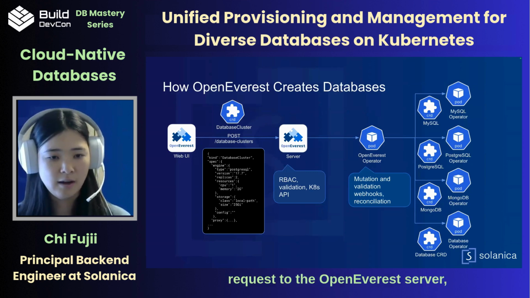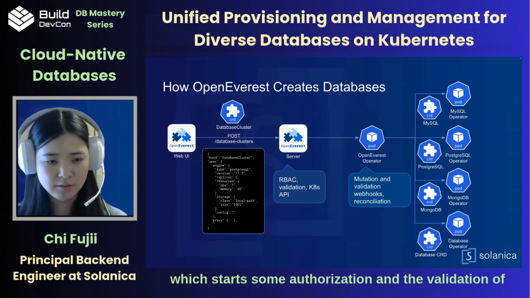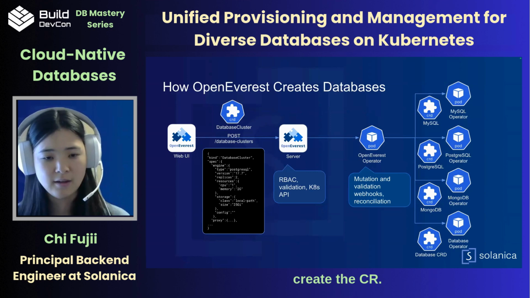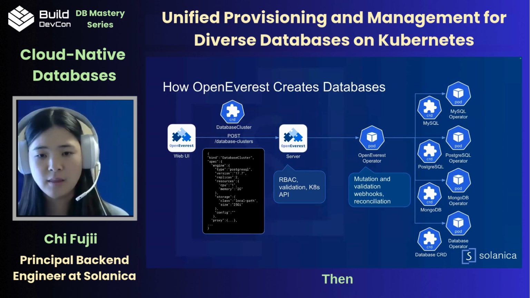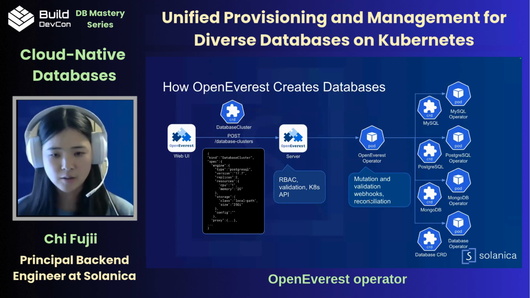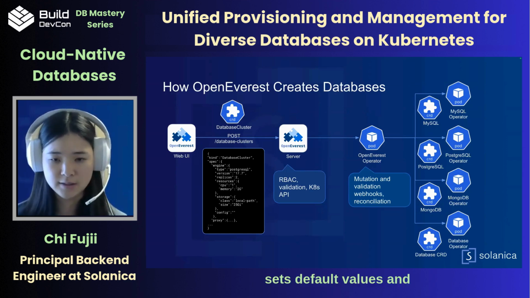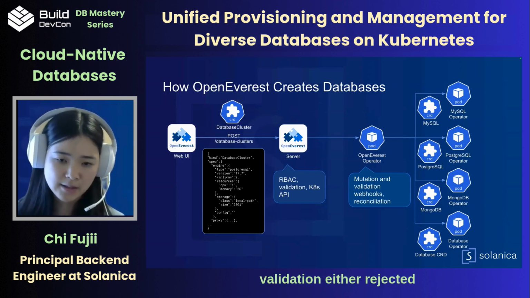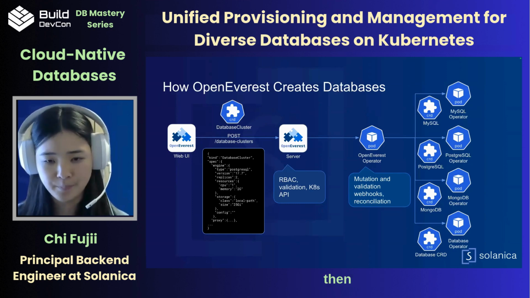It sends the request to the OpenEverest server, which does some authorization and validation of the request, and then uses the Kubernetes API to create the CR. Then the OpenEverest operator uses admission webhooks to set default values and do validation, either rejecting or accepting it before it passes to etcd.